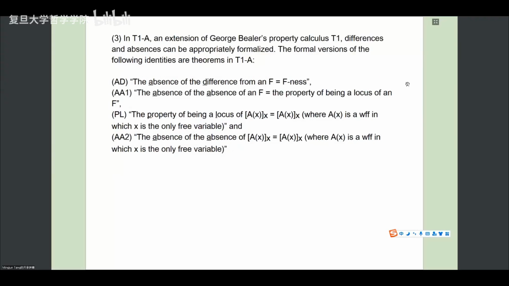3. In T1a, an extension of George Wheeler's property calculus T1, differences and absences can be appropriately formalized. The formal versions of the following identities are theorems in T1a. AD, the absence of the difference from an F is Fness. AA1, the absence of an F is identical to the property of being a locus of an F. PL, the property of being a locus of anus is anus. And AA2, the absence of anus is anus. And then let's take the next slide.